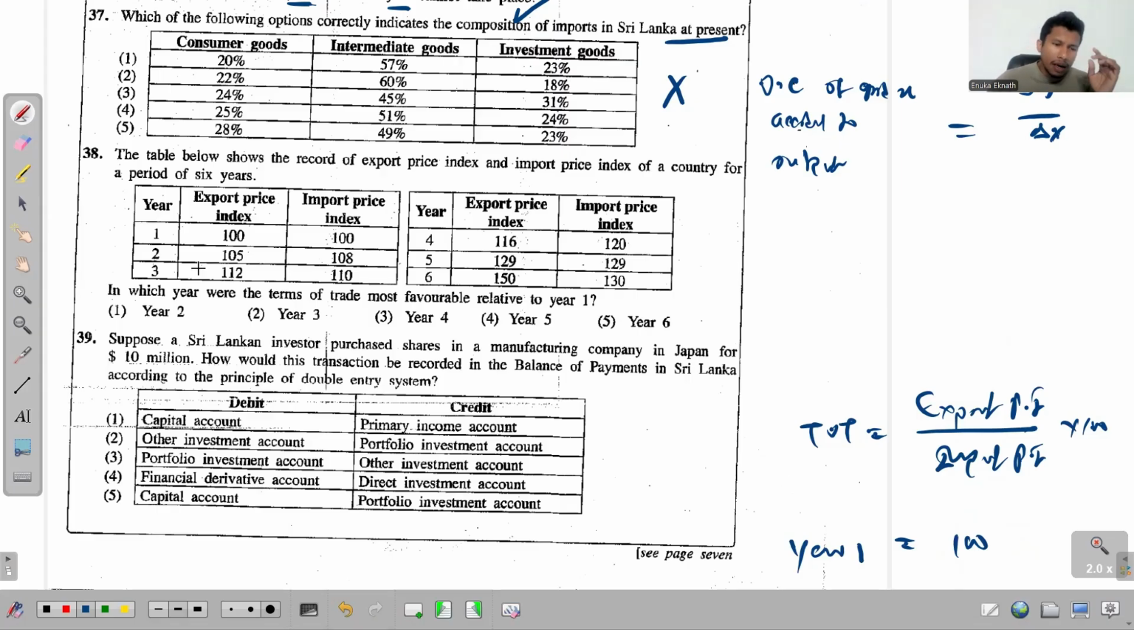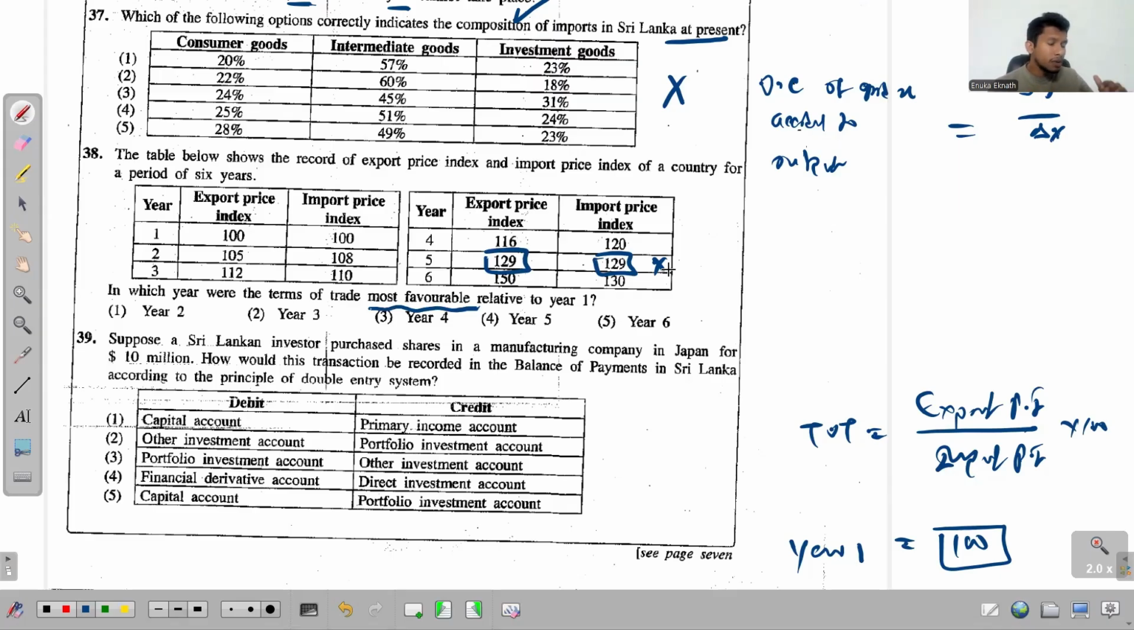Now the question asks in which year were the terms of trade most favorable relative to year 1. That means when you compare the other terms of trade values with the year 1 value, there must be a significant increase in that other year. That must be the case. So now let's see how to work this out easily. To do it easily, if you just look at this, we can directly eliminate year 5. Why is that? Because in year 5 also, what I said earlier has happened.